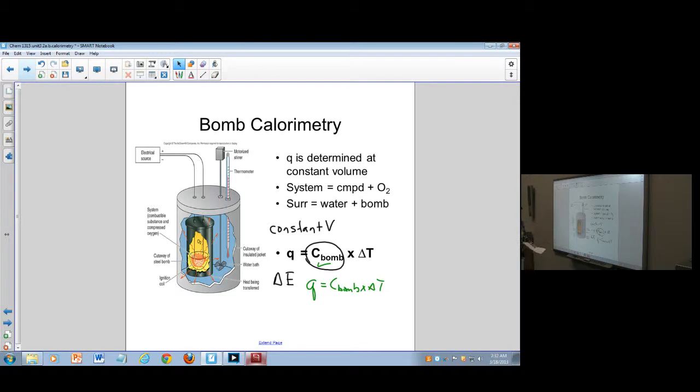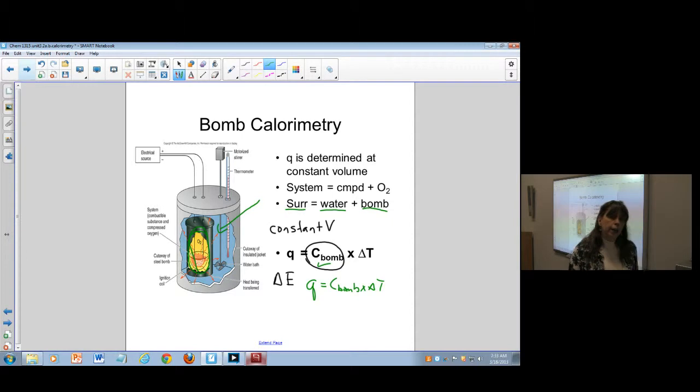Okay, so in this case, the system is whatever the compound is and some oxygen, and the surroundings are the water and the bomb, so everything, including the water and the calorimeter. In most of what we're going to be doing, we don't really take into account the calorimeter, the styrofoam cup, because we don't really need it when we're just doing constant volume, constant pressure.